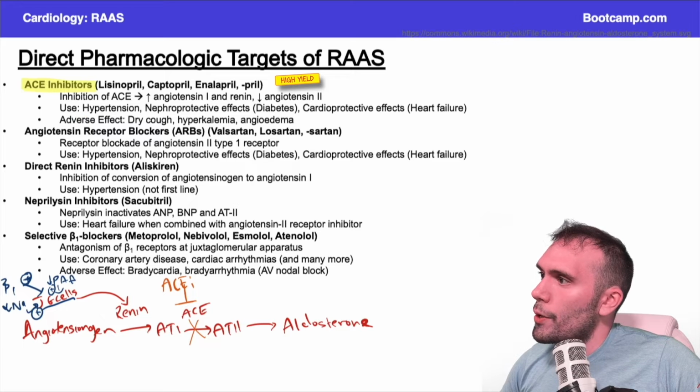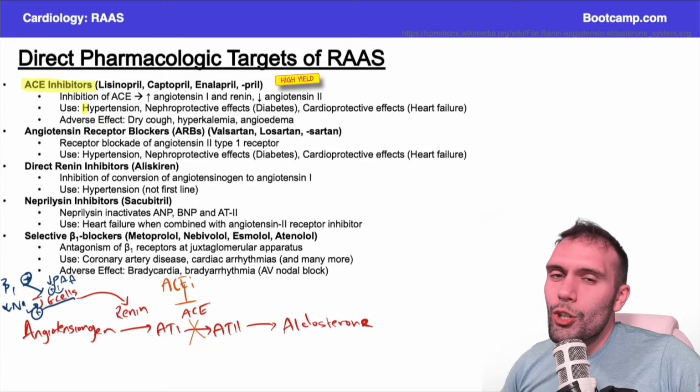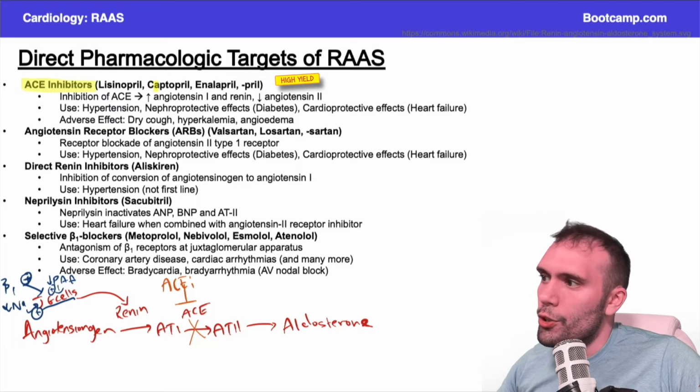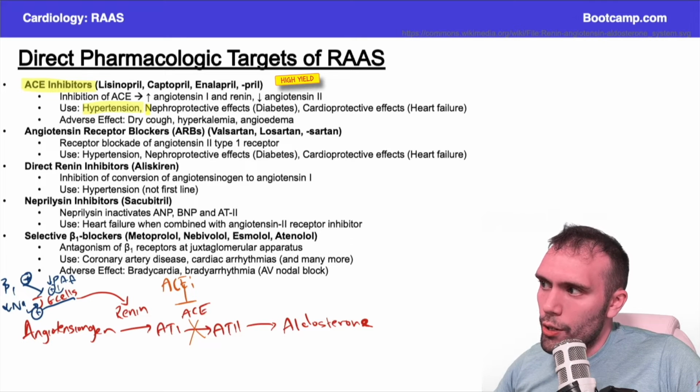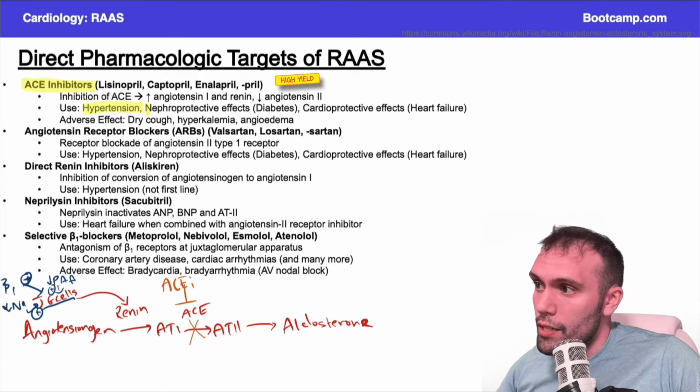Now, when would you primarily use ACE inhibitors? Usually you don't have to pick which ACE inhibitor to use or when to use them on Step 1, but you still should have a general idea that they're used for hypertension, to lower the blood pressure, because the RAAS system causes an increase in blood pressure.